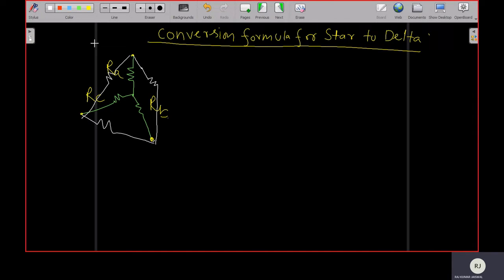Okay guys, this is the delta. We can give the names also: P, Q, R. You know already our delta shape looks like this. Then using this, how are we going to convert, and what is the conversion formula?